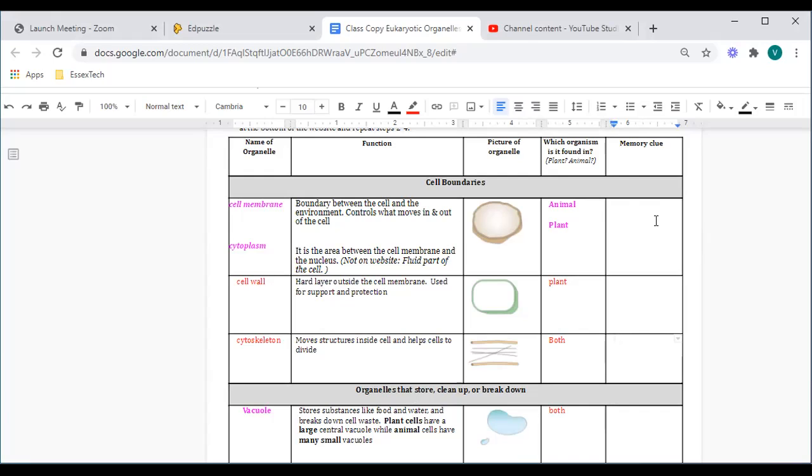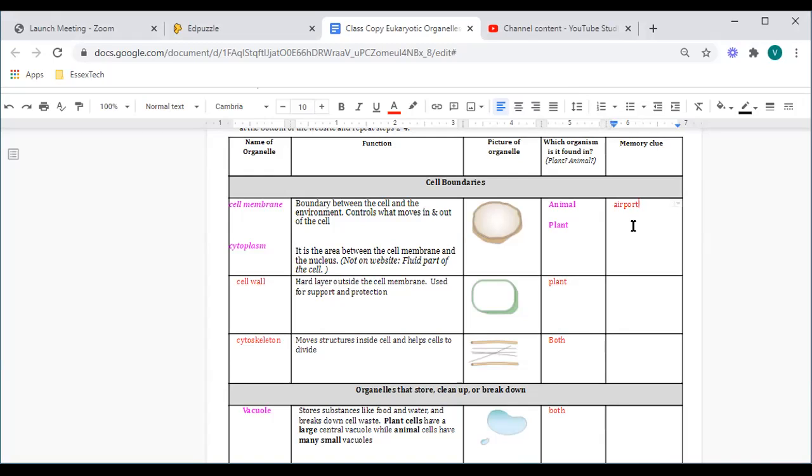So let's take a look at the first one, the cell membrane. Not only is it a boundary between the cell and the environment, but it controls what goes into the cell and what goes out of the cell. So if the cell was like a city, what would be the cell membrane like in the city? Since it controls what moves in and out of the cell, we can think of it kind of like an airport.